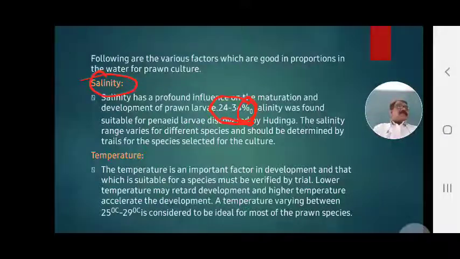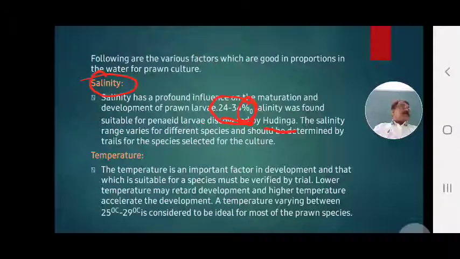And this salinity range was studied and discovered by which scientist? It was discovered by scientist Hudinga. He studied and told that this salinity range occurs for prawn culture. That salinity range is 24 to 34 parts per thousand, and this range was found suitable for penaeid larvae, as discovered by scientist Hudinga.